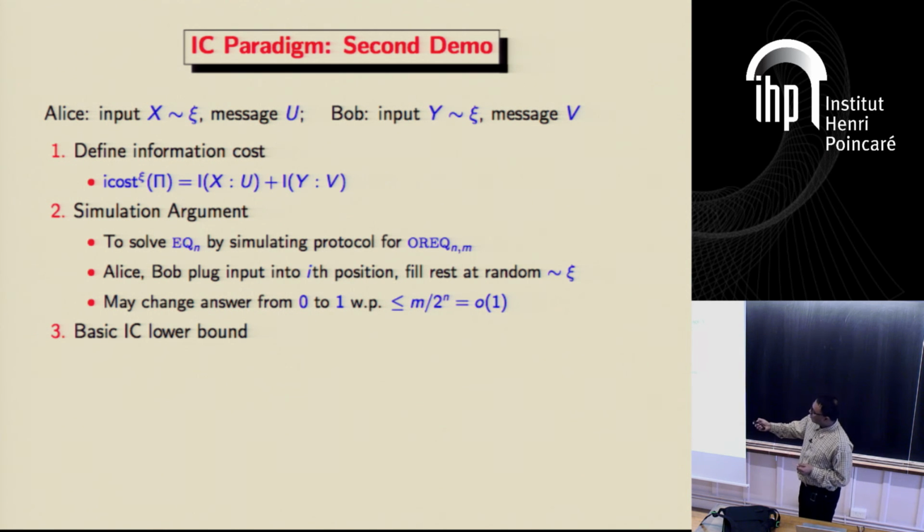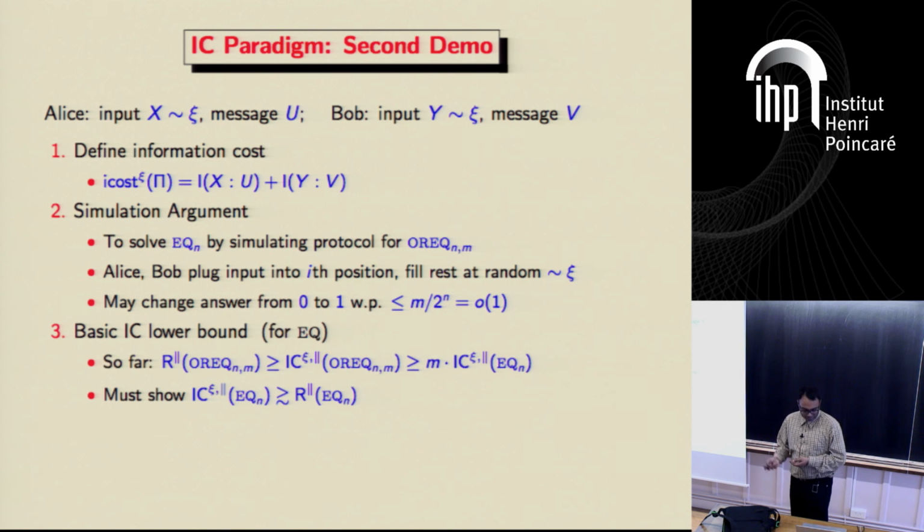Now, there's a danger that when you fill the rest of the inputs at random, it's actually going to change the answer for the OR equality problem, right? It could be that by accident, one of these randomly filled positions makes the function 1 because those two inputs are equal. But this is unlikely, because if you fill things at random, then there's only a 1 over 2 to the n chance that the things will be equal, right? So there's at most m over 2 to the n chance that you destroyed your function by doing this. Okay, so let's say we can ignore that, and having ignored that, it remains to do step 3.